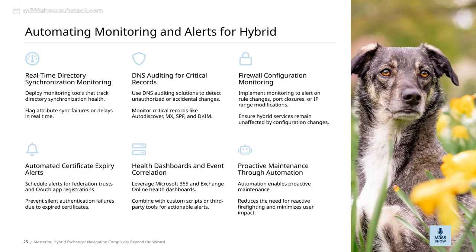DNS auditing is another key aspect. By tracking changes to critical DNS records like AutoDiscover, MX, SPF, and DKIM, we can quickly identify unauthorized or accidental modifications that could disrupt email flow or compromise security. Lastly, monitoring directory synchronization health in real time allows us to spot attribute sync failures or delays immediately, ensuring our hybrid setup remains consistent and reliable. All these automation strategies help us maintain a resilient hybrid environment, reducing downtime and improving overall service quality.